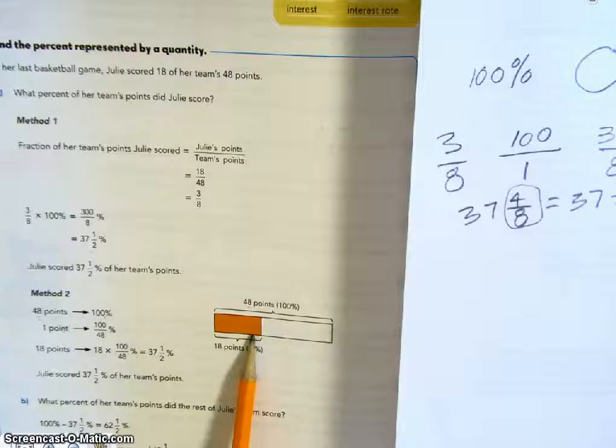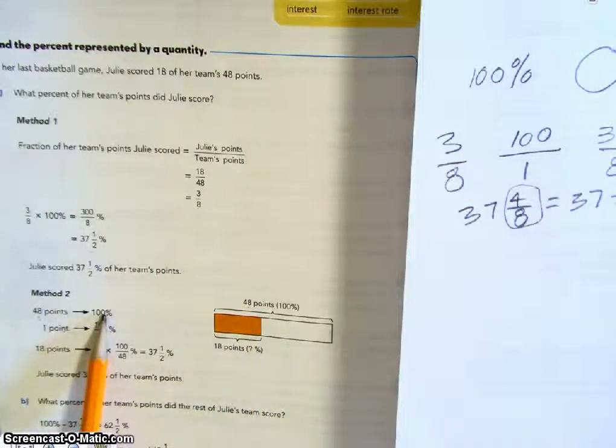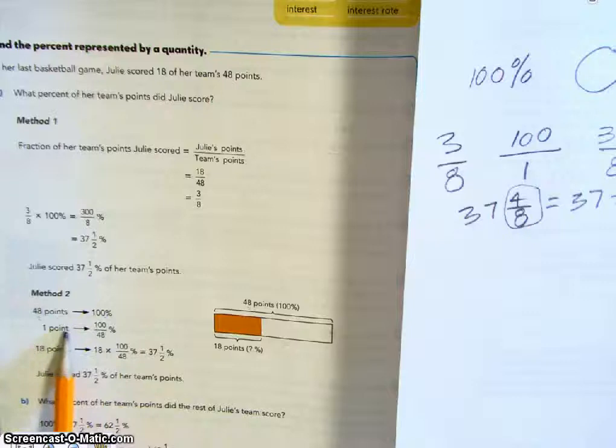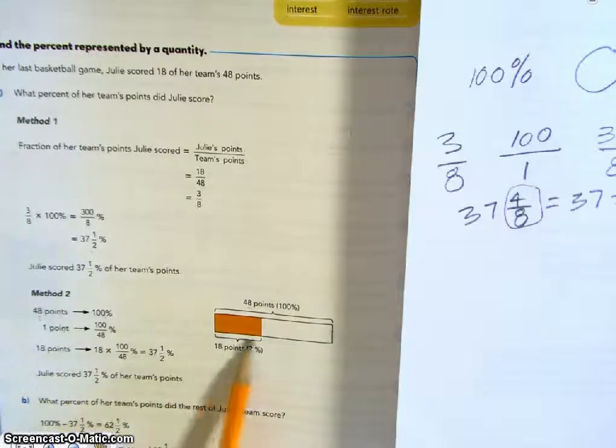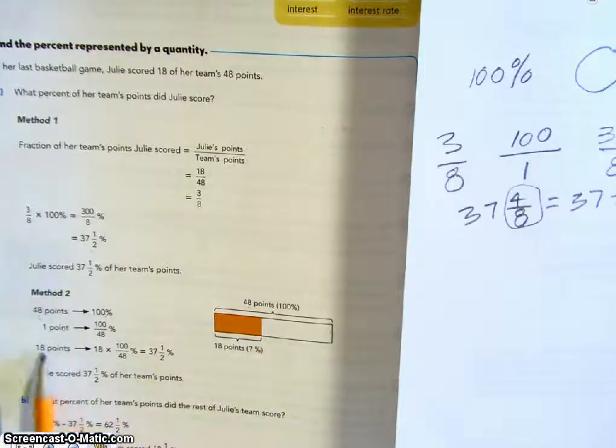So in order to do that, we're going to take their 48 points, which equals 100%. So 1 point would be 100 over 48. We would divide that. That would be the fraction for 1 point. But they want us to find 18 points. How much for 18 points? What percentage would that be?